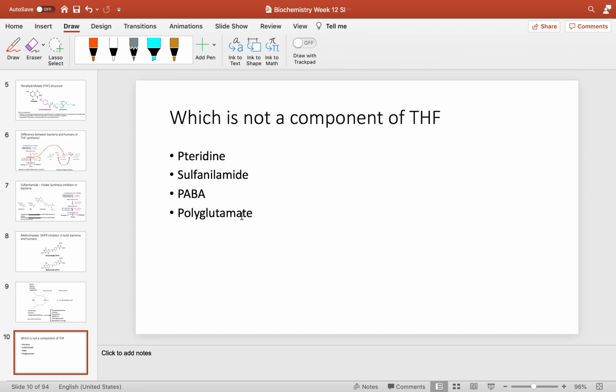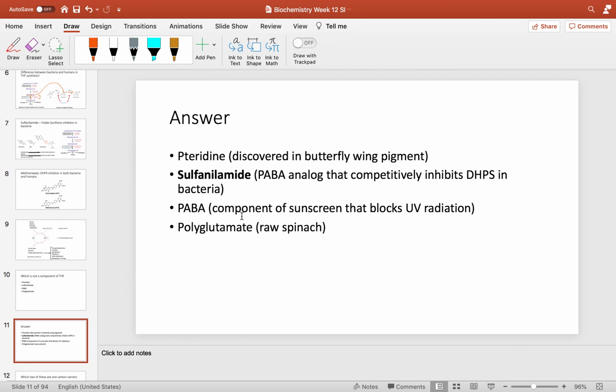Alright, so the answer to this question is sulfanilamide. So remember, the pteridine was found in the butterfly wing pigment. That's how it got its name. PABA, para-aminobenzoic acid, was a component of sunscreen that blocks UV radiation because it's highly conjugated. And I mentioned the polyglutamate was found in raw spinach. Your sulfanilamide, remember, is a drug that actually works only in bacteria by inhibiting DHPS, the pteridine synthetase enzyme. And it competitively does this by resembling PABA, because it had that same benzene ring.